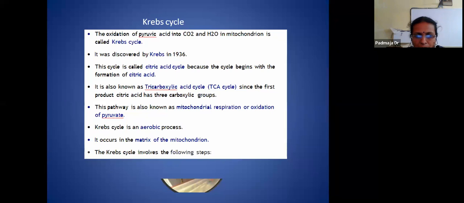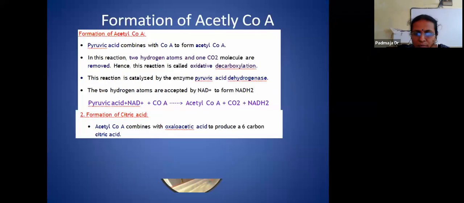And this Krebs cycle is an aerobic process. It occurs in the matrix of mitochondria. This Krebs cycle involves the following steps, because they may ask about the cycle, or depending upon how many ATPs are formed by the end of glycolysis, Krebs cycle or electron transport, they may ask questions from this point.